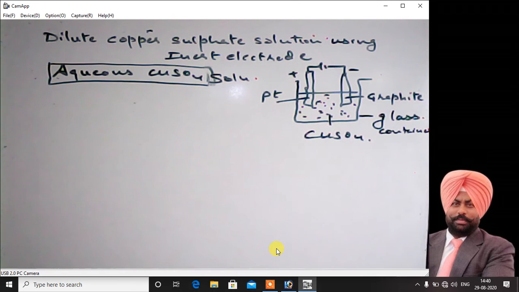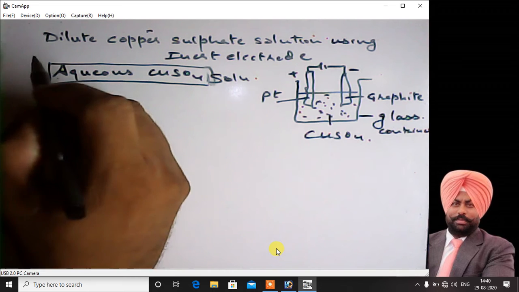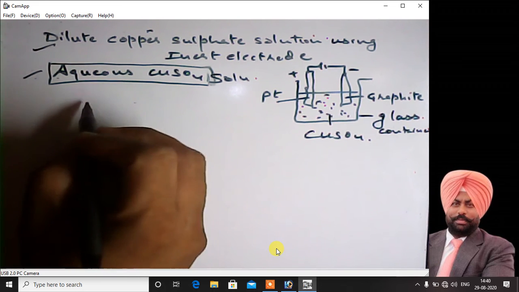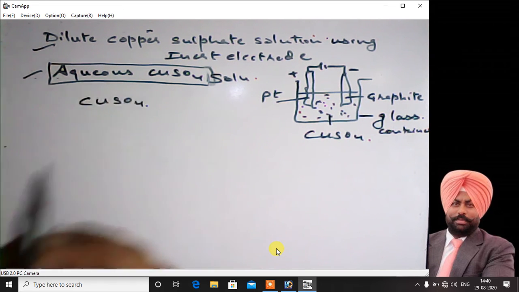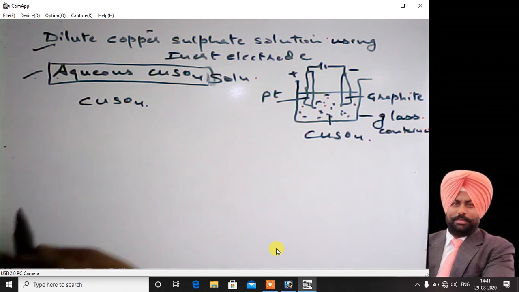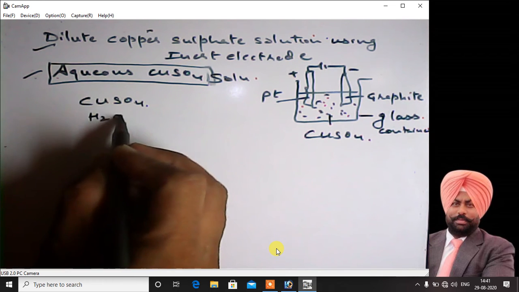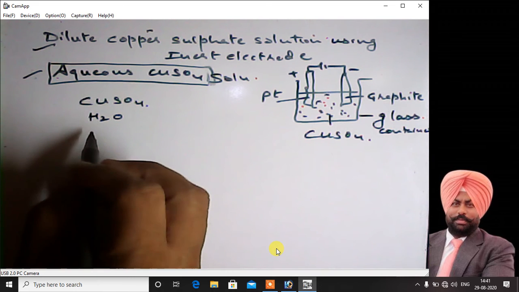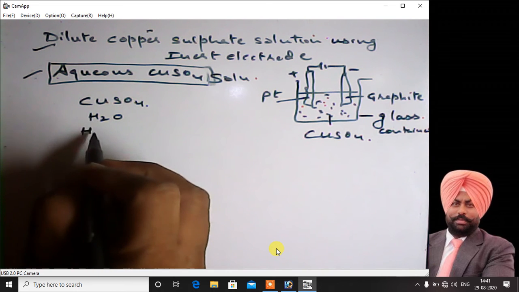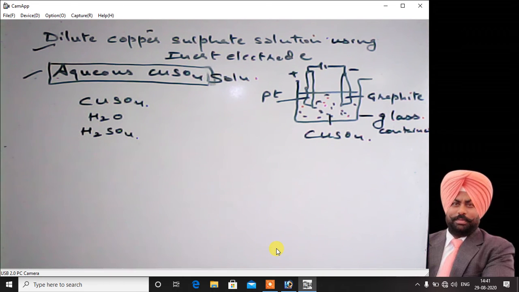Here, let's see what are the different electrolytes which are present in this solution. If we talk about the name of these two questions, the first electrolyte which we are going to use in the question is copper sulfate. Second, we are saying it aqueous or dilute, it means it is also having water in it. And third, we have to add a small quantity of acid, and the acid which we are using is sulfuric acid.